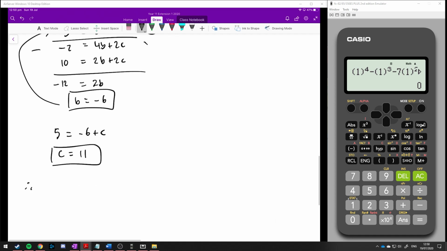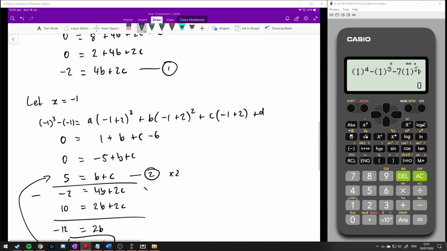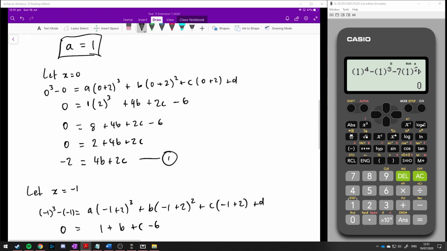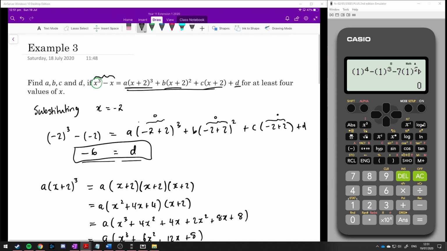Okay, so therefore, a is equal to 1, b is equal to minus 6, c is equal to 11, and d is equal to, what was d? It's minus 6. Okay, and those are the values that make the above equation, so this original equation up here, so basically a is 1, b is minus 6, c is 11, and d is minus 6. If you use those and then expand this out, you will end up with the left-hand side there.